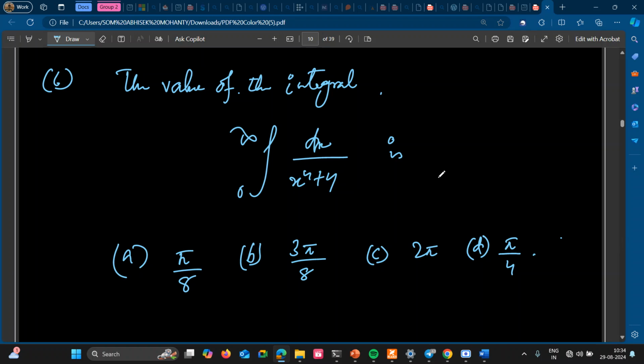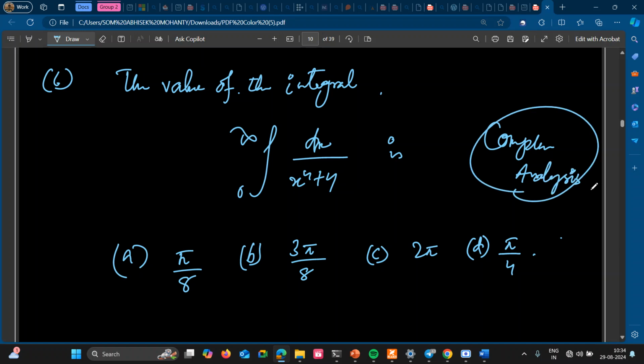so you have to recognize what chapter it is. Don't go to... this is complex integration or complex analysis chapter. Okay, sorry, I said not integration. Complex analysis chapter. So we have to think according to that. All right.